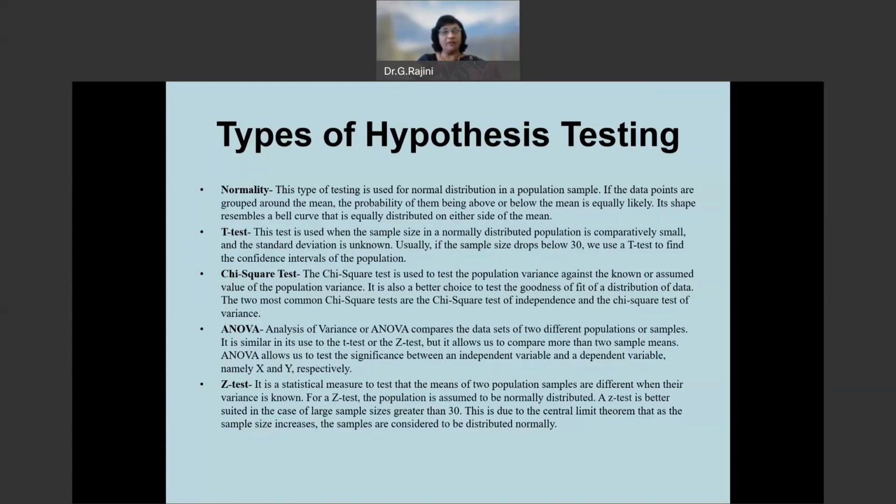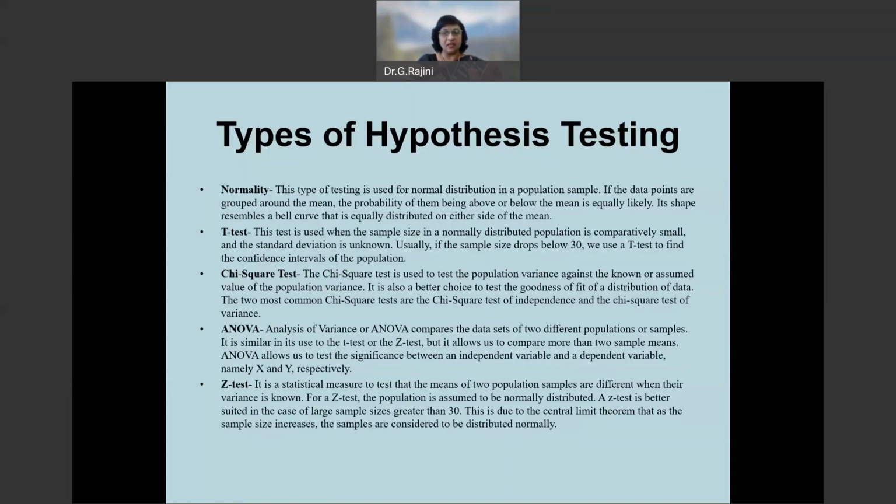Then we have another powerful tool, which is ANOVA, the short form of analysis of variance. It compares the data sets of two different populations or samples. It is similar to the t-test or the z-test, but it allows us to compare more than two sample means. ANOVA allows us to test the significance between an independent variable and a dependent variable, namely x and y respectively.